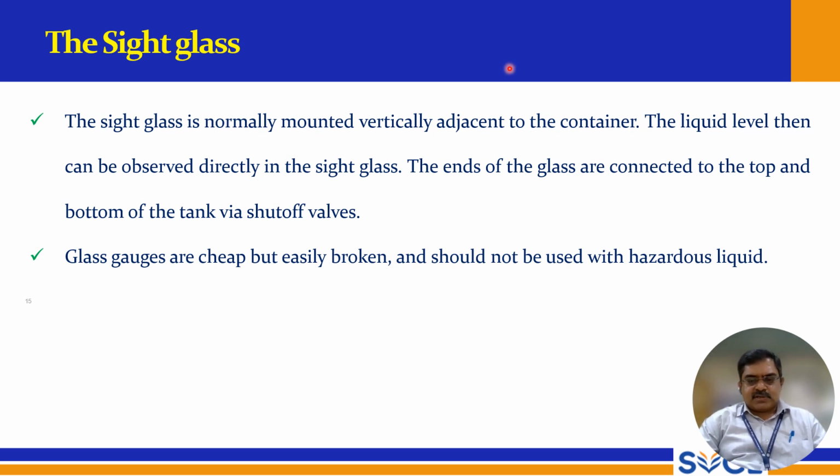So the sight glass is a very simple visual method where you can directly see the level. The sight glass is normally mounted vertically adjacent to the container. The liquid level can then be observed directly in the sight glass. The ends of the glass are connected to the top and bottom of the tank via shut-off valves. Glass gauges are cheap but easily broken and should not be used with hazardous liquid.